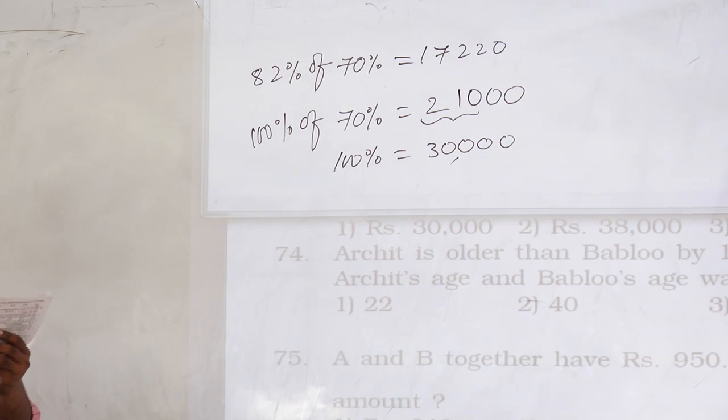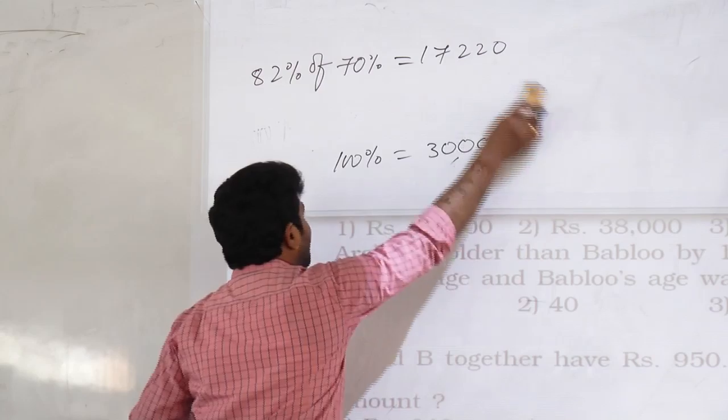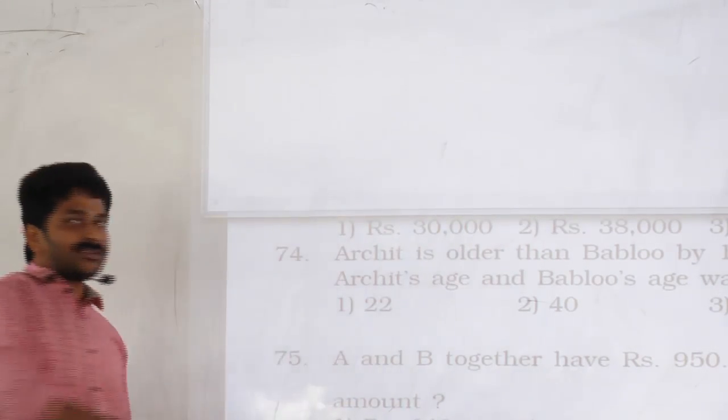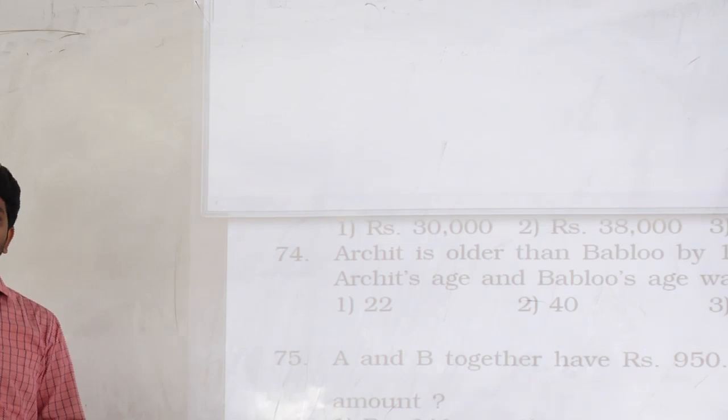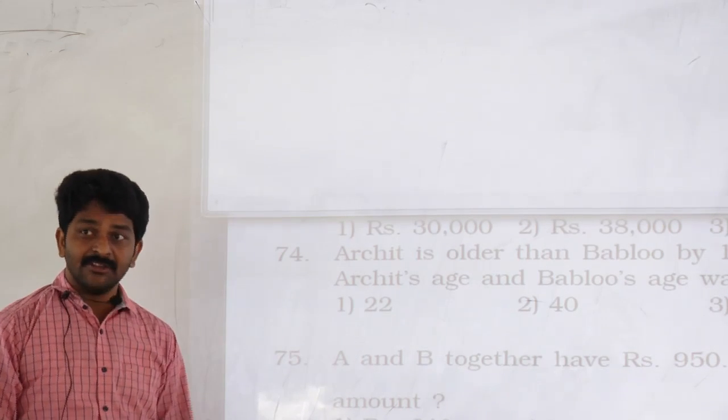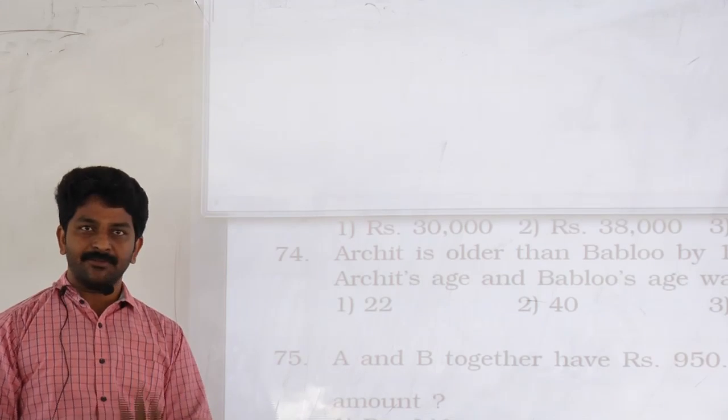(74) Archit is older than Bablu by 12 years. 4 years ago, the ratio between Archit's age and Bablu's age was 5:3. What is Archit's present age? So you are given a ratio. When was that? 4 years back. From the ratio, what is Archit's age? 5 parts should be a multiple of 5.